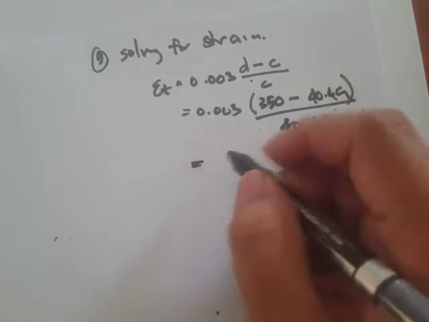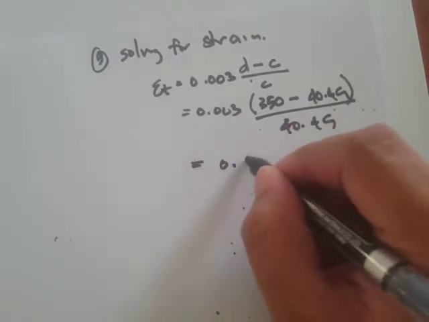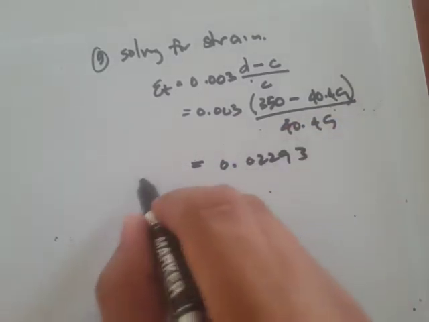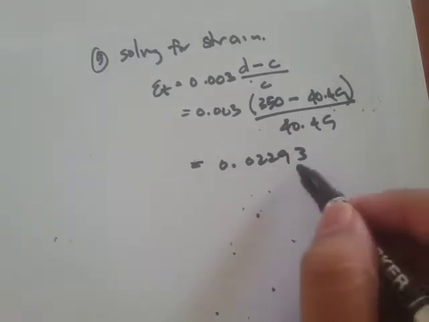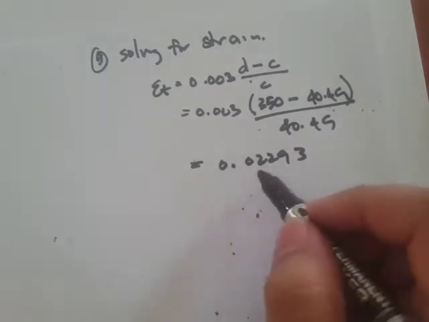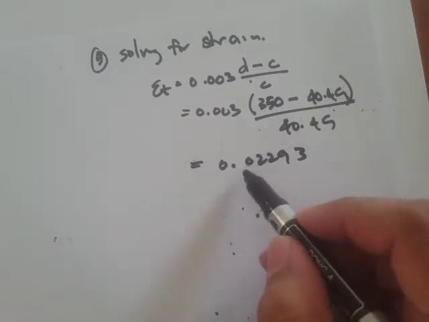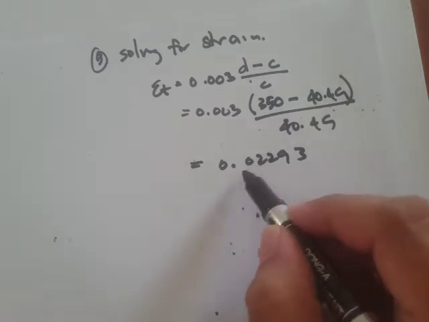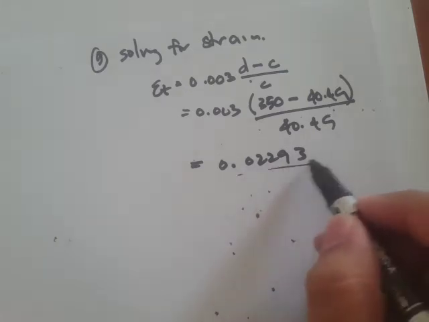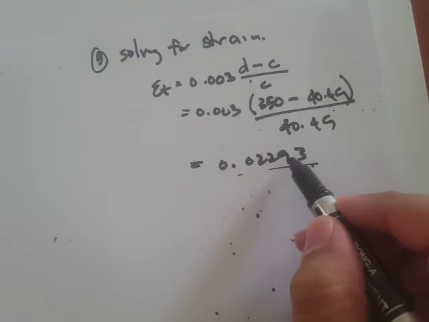We get a strain value of 0.02293. The strain value is actually a decimal value, and it's a small value. In our course, when we do calculations, we'll just use up to 5 decimal places. So 0.02293.